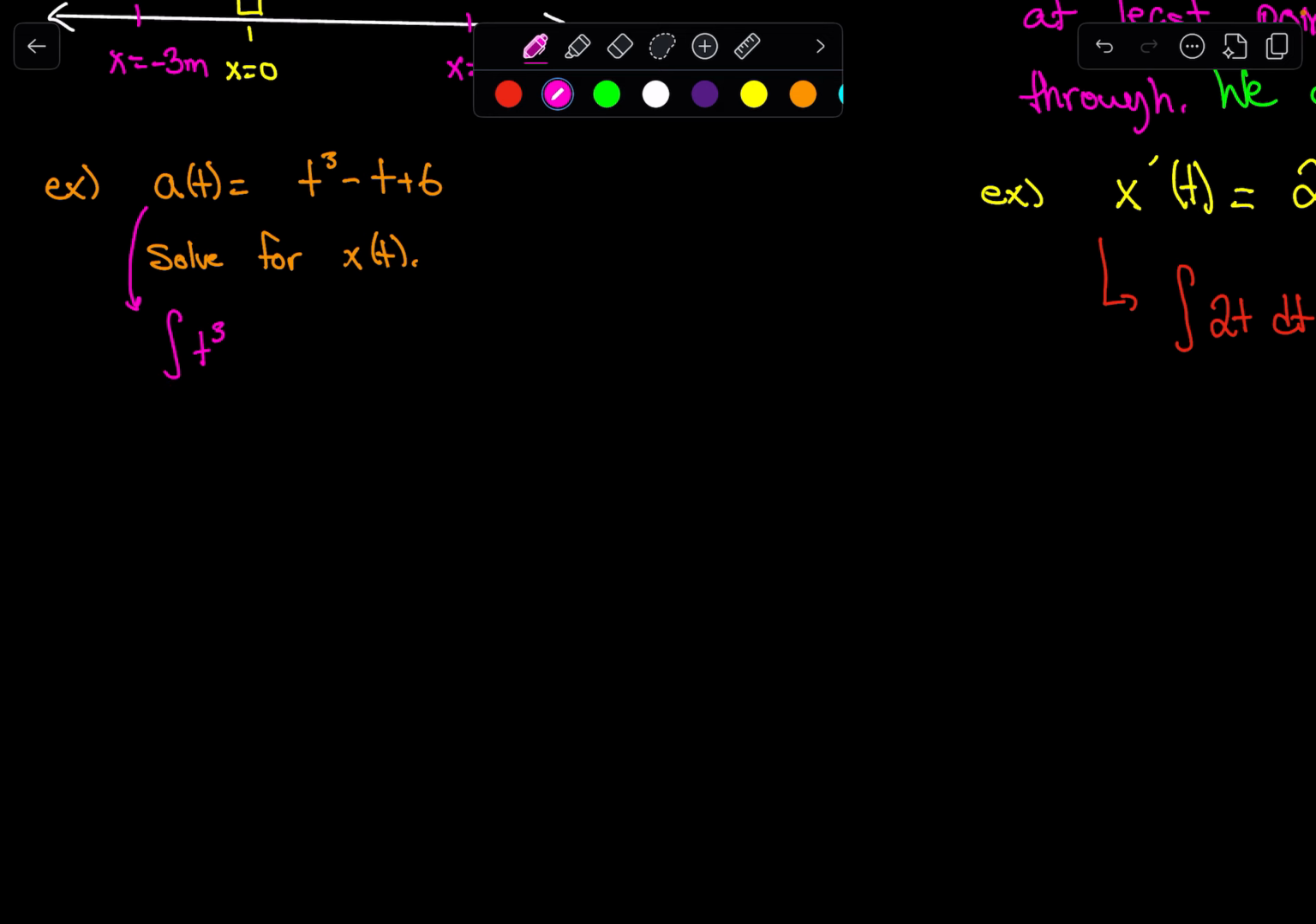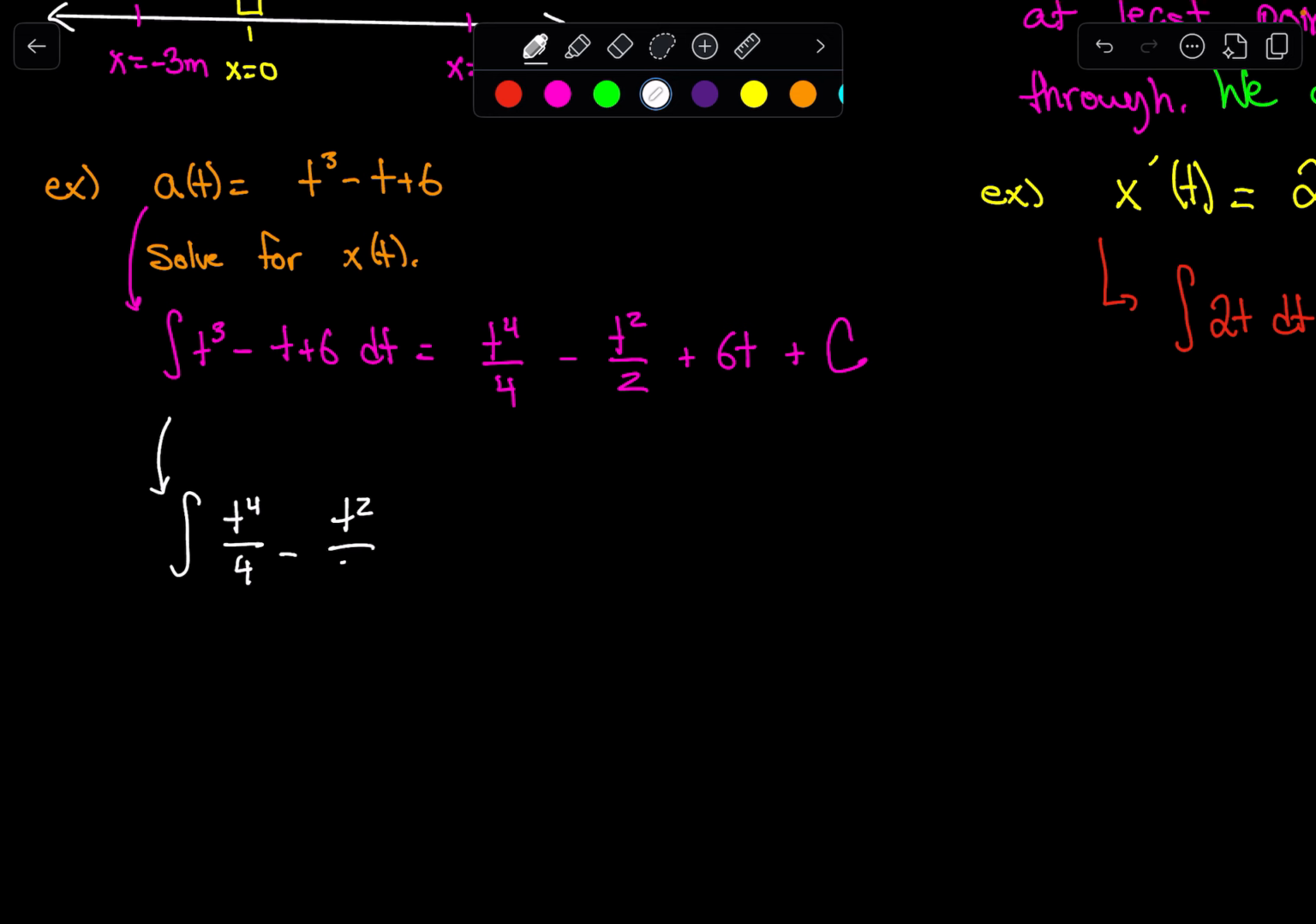So we're going to need to do the integral of t cubed minus t plus 6 dt, which is equal to t to the 4th over 4 minus t squared over 2 plus 6t plus c. And then I would need to go one more and now do the integral of that, t to the 4th over 4 minus t squared over 2 plus 6t plus c dt. And now we need to complete this integral.